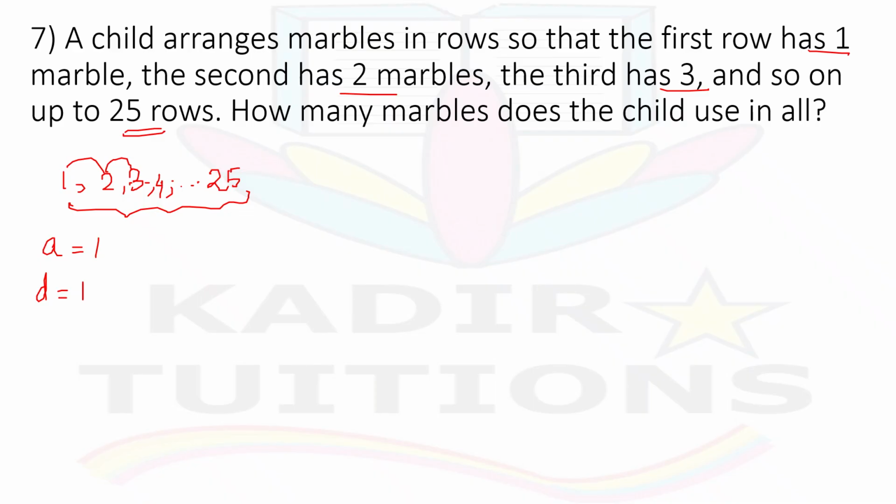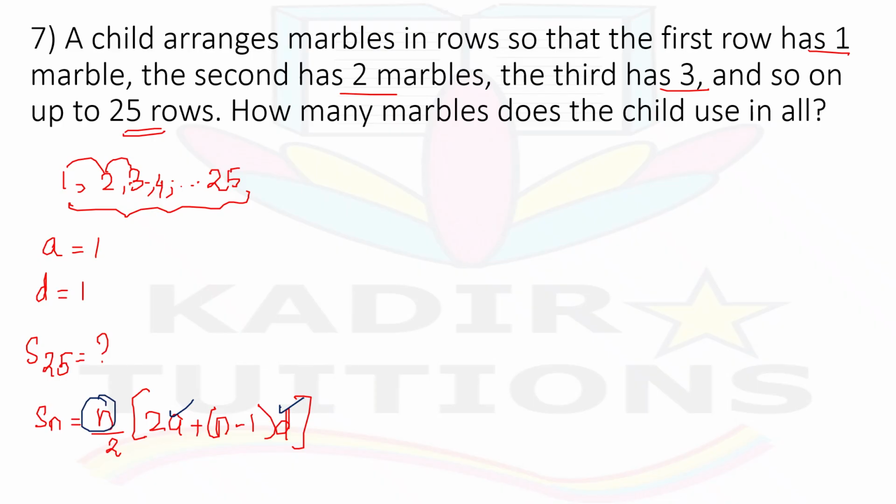Now what do we need to do? How many marbles does the child use in all? It's nothing but S25. So S25 gives how many marbles the child uses in total. For finding S25, what's the formula? Sn equals n by 2, into 2a plus n minus 1 into d. In this formula, we know the value of a and the value of d, but we still require the n value. What is the n value? It's nothing but 25. Now we can proceed with this problem.